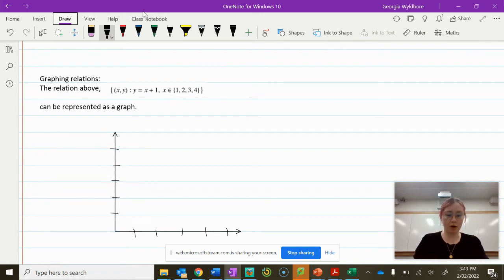So when x was 1, this is our x, this is our y. When x was 1, y was going to be 2. So we put a point there. When x was 2, y is 3. When x is 3, y is 4. When x is 4, y is 5. That is this relation right here, represented as a graph.